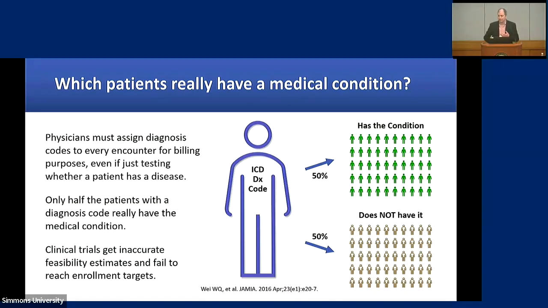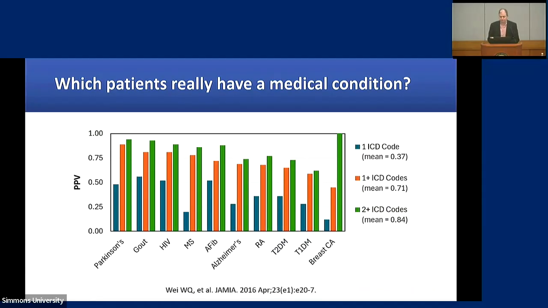So the challenge we have is that physicians must provide a diagnosis for patients even if they're just evaluating whether or not the patients have that condition. So across many different conditions, only about half of the patients who are coded with a disease actually have it. And a problem with this, of course, when you're running queries, doing this for a clinical trial, you get inaccurate feasibility estimates and fail to reach enrollment targets. So what can we do to address this problem? This isn't just one condition, it's across many different things.